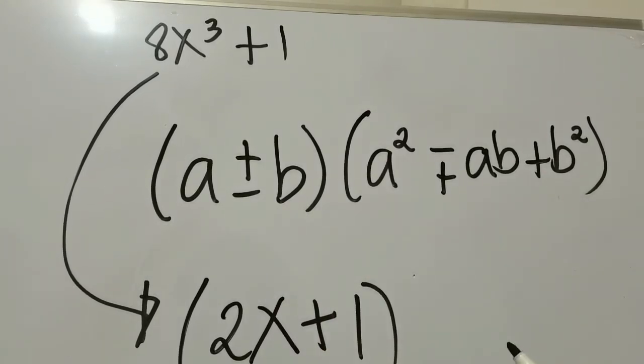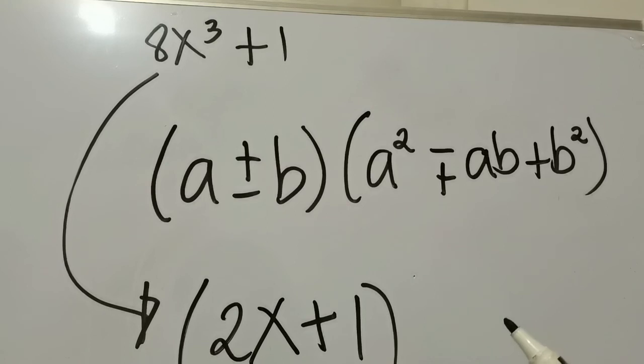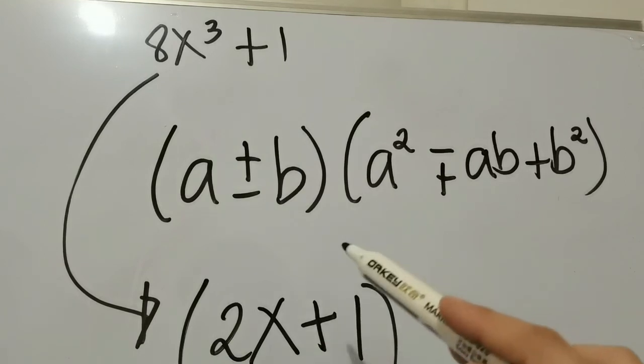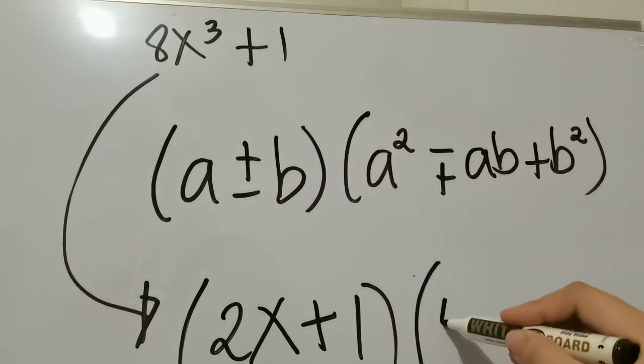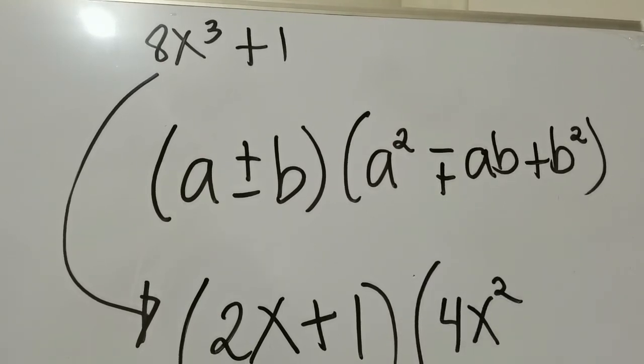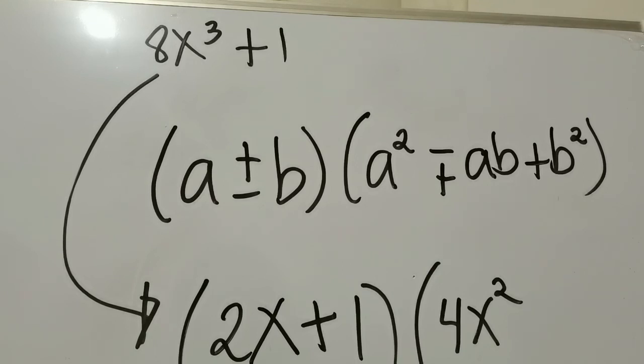So this one is the first factor. Let us now proceed with the second factor. To get the second factor, first, get the square of the first term of the binomial factor. So ito yung tinatawag nating binomial factor. Again, get the square of the first term. So the square of 2x is 4x squared. For the second term, get the additive inverse of the product of the two terms of the binomial. So the product of 2x and 1, 2x times 1, that is 2x.